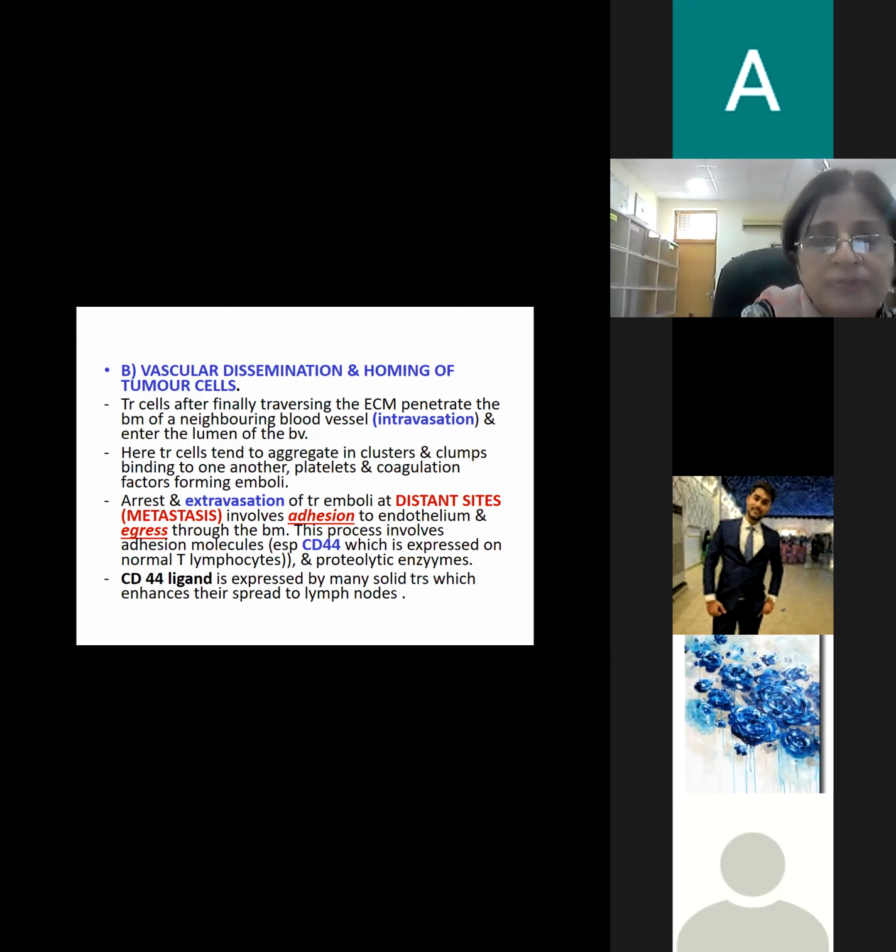Here the tumor cells tend to aggregate, they form clusters which are known as tumor emboli. They bind to one another, they bind to platelets, they bind to coagulation factors, and they produce small balls of cells. Now these balls of cells go via the flow of the bloodstream, and they stop at some site, stick to the wall of the blood vessel, and then they move out.